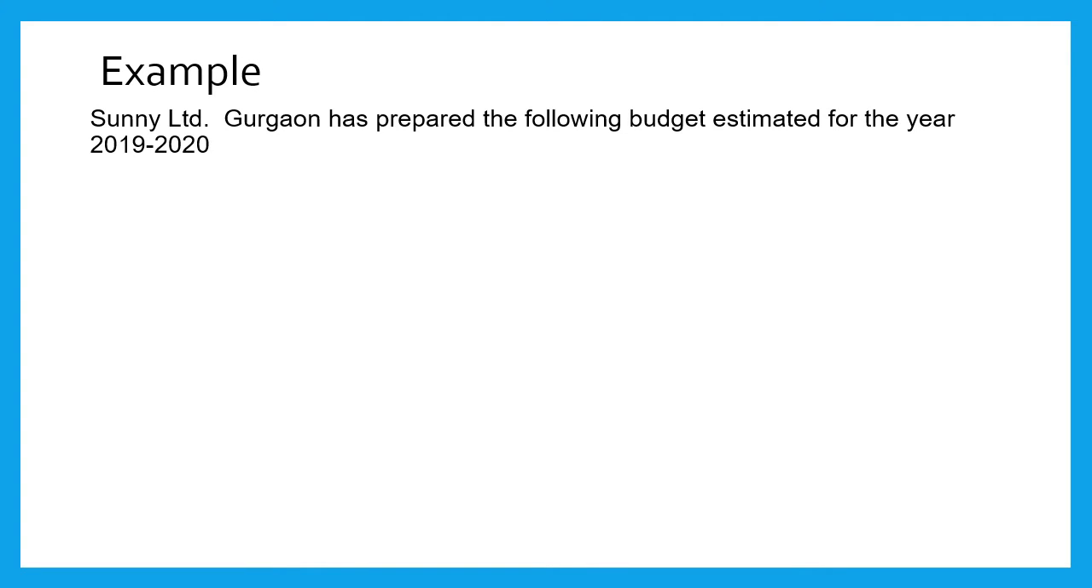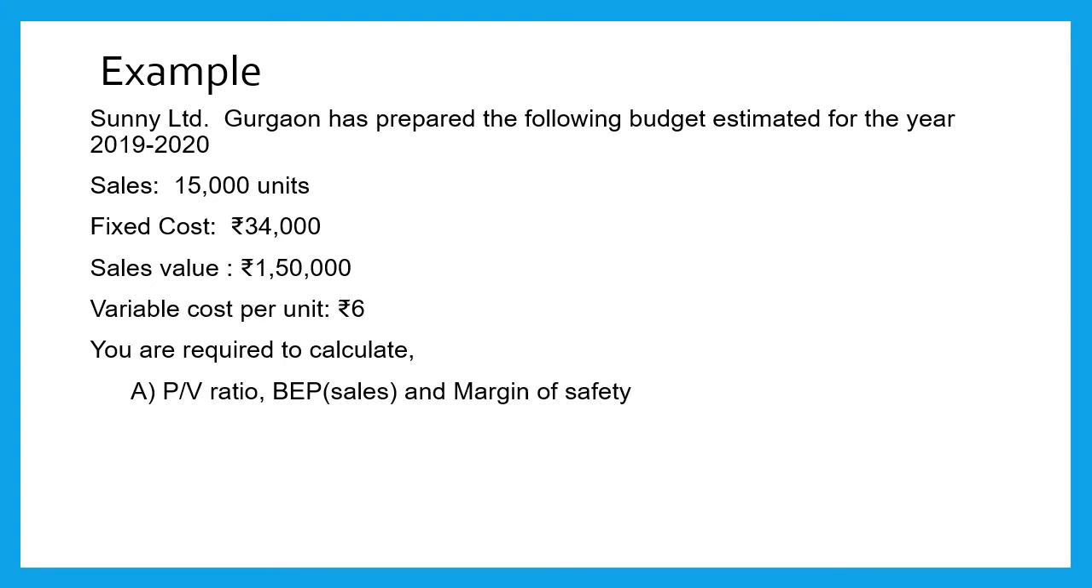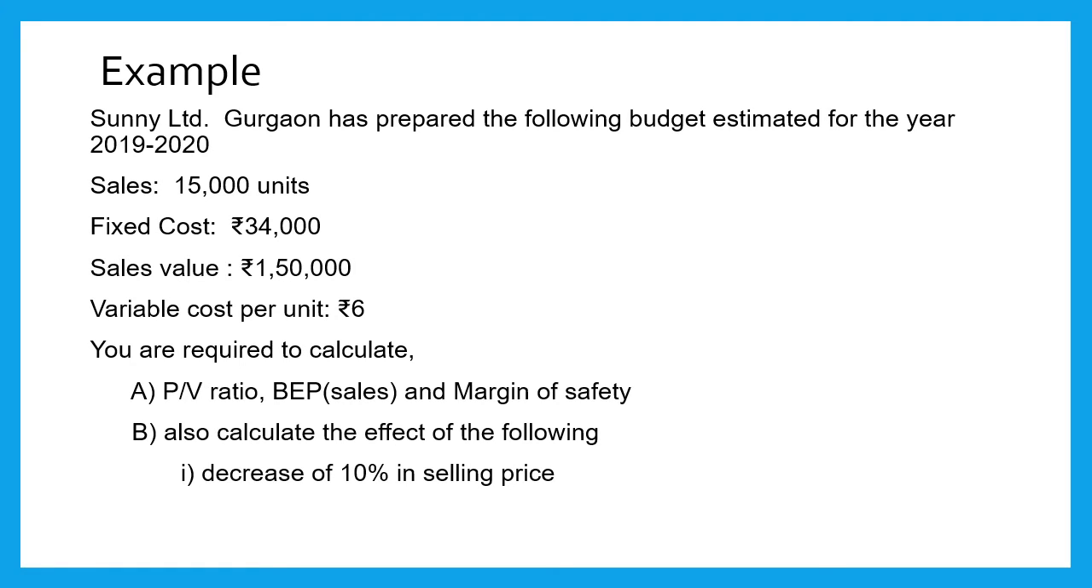Sunny Limited Gurgaon has prepared the following budget estimates for the year 1920. Sales are 15,000 units, fixed cost rupees 34,000, sales value rupees 1,50,000, variable cost per unit rupees 6, and you are required to calculate first PV ratio, BEP sales and margin of safety. Second, also calculate the effect of the following: first, a decrease of 10% in selling price, and second, an increase of 10% in variable cost. So let us understand how to calculate this.